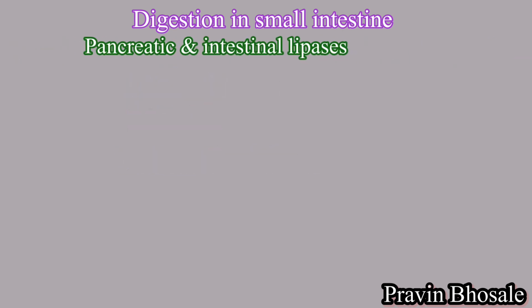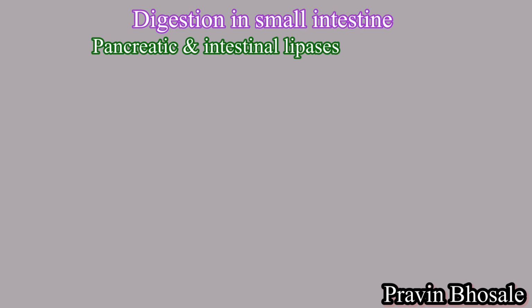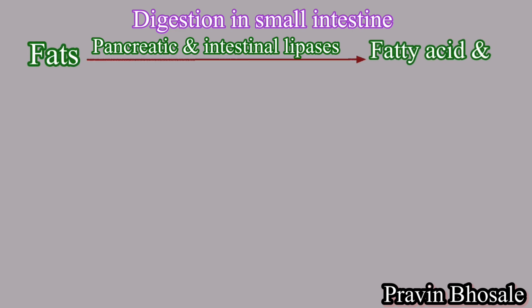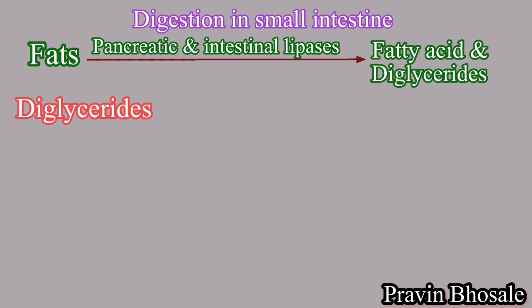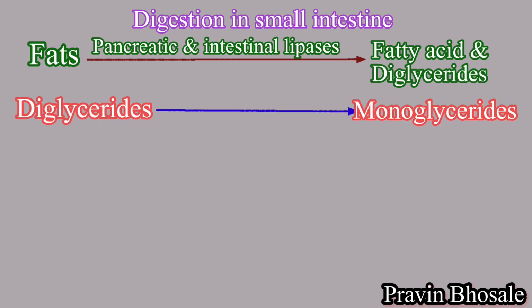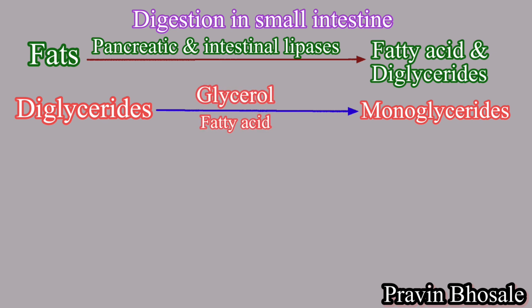Both pancreatic and intestinal lipases initially convert fats into fatty acid and diglyceride. Diglycerides are further converted to monoglyceride by removal of fatty acid from glycerol.